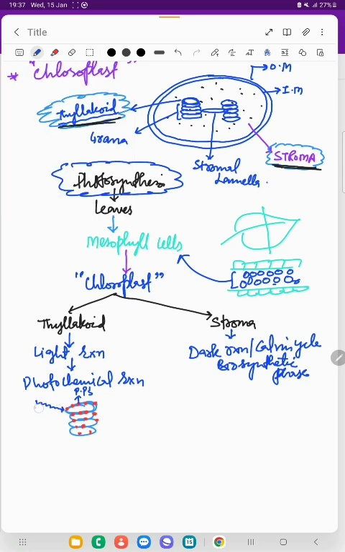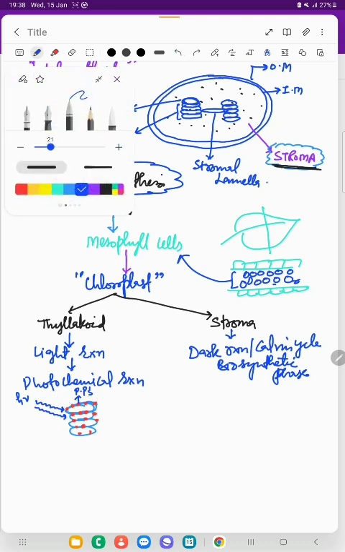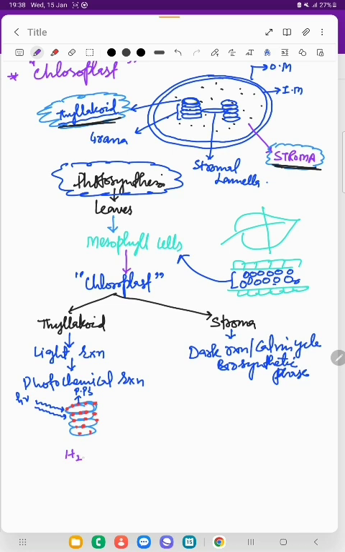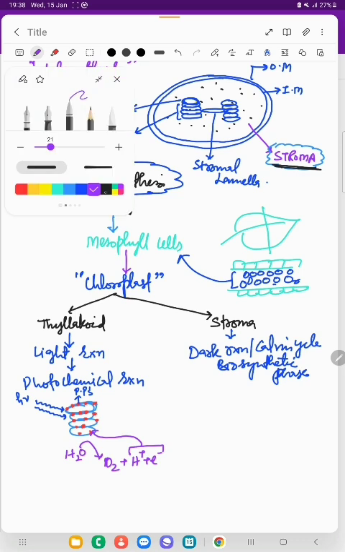Here comes the sunlight. This light energy is absorbed by these photosynthetic pigments. Then, with the help of this energy, they cause the hydrolysis of water. The water molecule is oxidized. It's broken into oxygen plus proton plus electron, and with the help of this proton and electron, there occurs the electron transport chain.